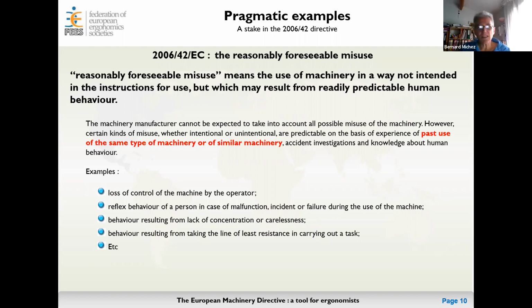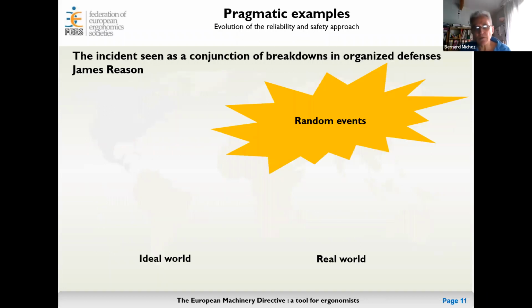So this concept applies to many different situations, such as the loss of control by an operator, reflex behavior. Yes, we have reflexes, and they are not by hazard. We know how we function in specific situations, and so on. To show you a model that is robust, we have many models of this kind. I'm sure you know them already.